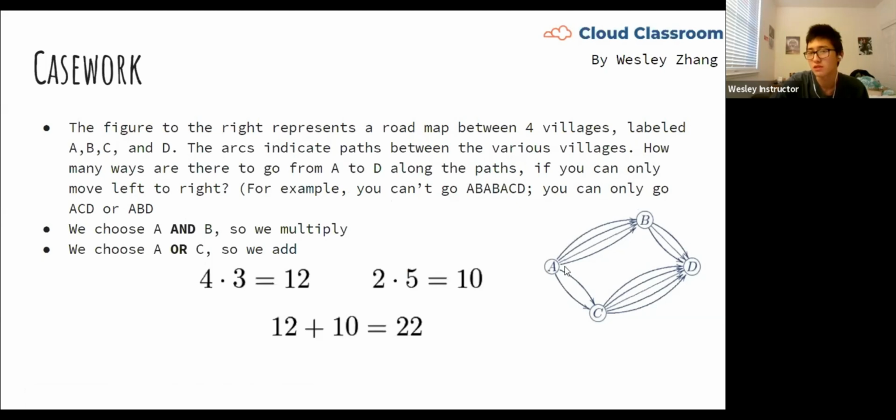All right, we can see from A to C, there are 2 possible paths. And there are 4 possible paths from A to B, 3 possible paths from B to D, and 4 possible paths from C to D.